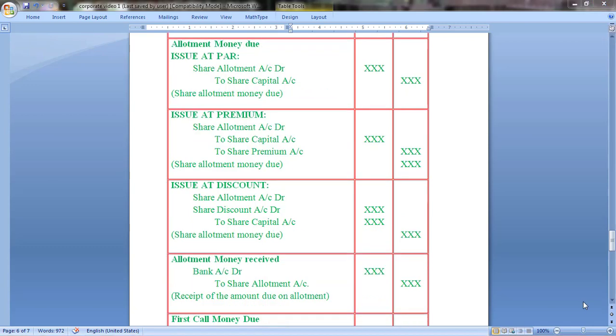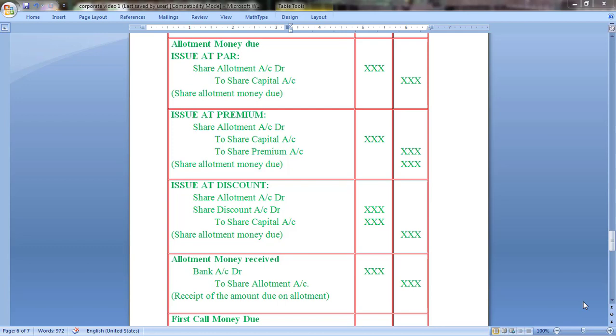The allotment money comprises of face value, that is par, more than the face value, that is premium, and less than the face value, that is discount. For example, if a company issues the share at rupees 10, the nominal value is 10 and it is issued at 10, that is the same rate, then it is called issue at par. In some cases, it will issue more than the face value. 10 rupees shares will be issued at rupees 12. Then the excess 2 rupees is called premium.